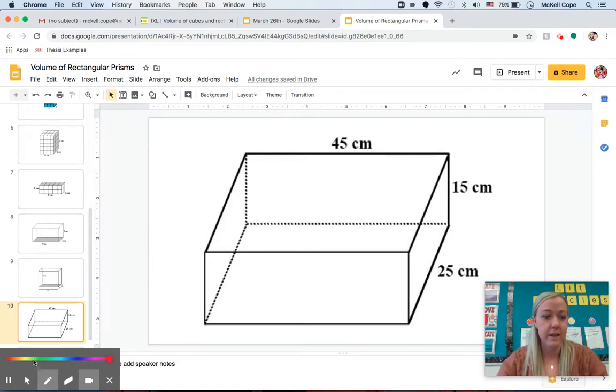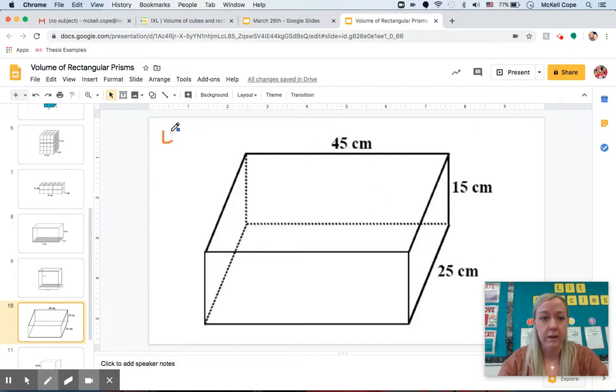All right, let's try orange for this one. Okay, so first step is I'm going to multiply. So here's my bottom layer. And really, it doesn't matter what order you do this in. You can do these in any order. That's called the commutative property, that we can multiply numbers in any order and it's not going to affect our answer. So I'm just going to stick with doing this bottom layer, which would be 45 times 25.